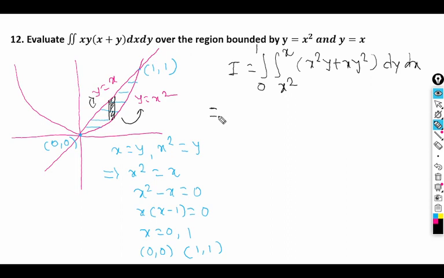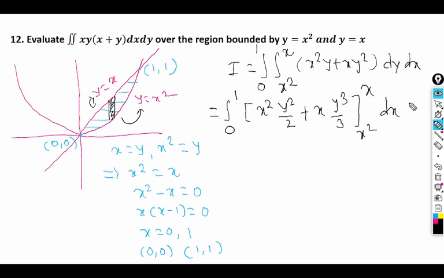So that is equal to outer limits 0 to 1 as it is. We are integrating with y. So the integration is x square y square by 2 plus x y cube by 3, and the limit of y is x square to x. So we have to replace upper limit minus lower limit. So this is 0 to 1 as it is. When we put the upper limit, here is x square into x square. Whenever the base is the same, there is addition of the indices. So x to the 4 by 2. Here is x cube into x, that is again x to the 4, x to the 4 by 3.